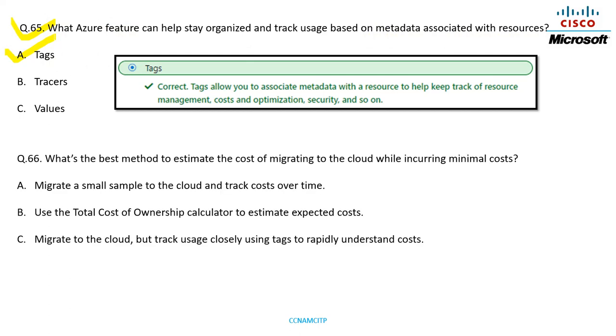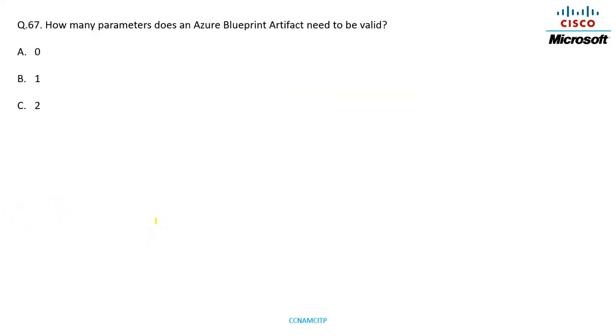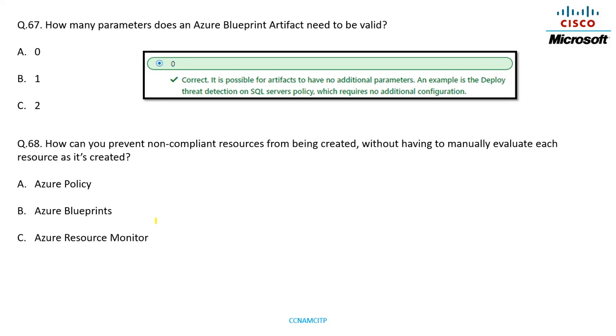Next one is, what is the best method to estimate the cost of migrating to the cloud while incurring minimal cost? So what you can use is the total cost of ownership calculator to estimate the expected cost. Okay, and the next question is, how many parameters does an Azure blueprint artifact need to be valid? It is 0 only.